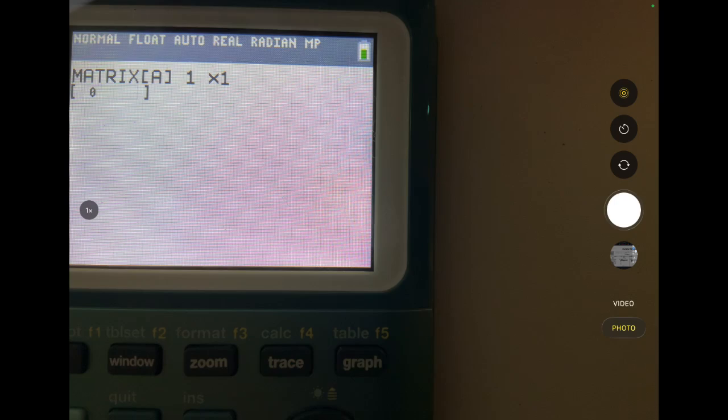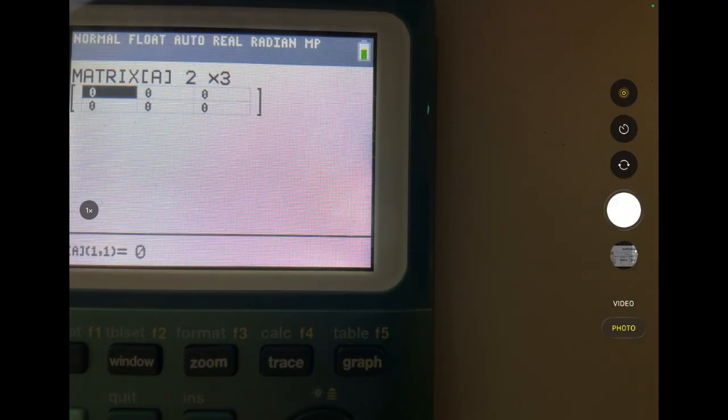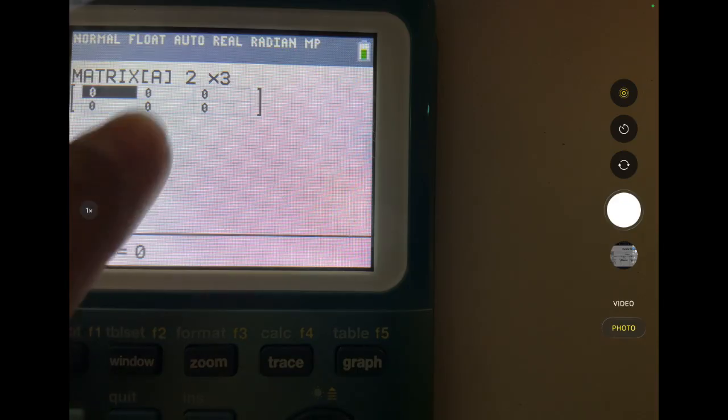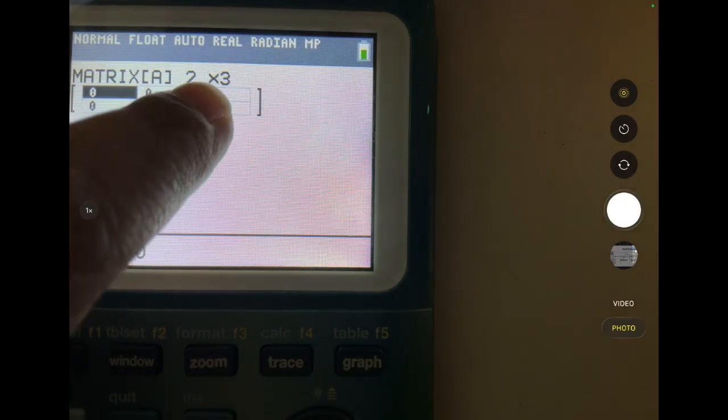Any number that you type in this screen, press enter after those numbers. So we have 2 equations, 3 numbers in each equation. You're going to press 2, enter, 3, enter. In this screen, press 2, enter, 3, enter.